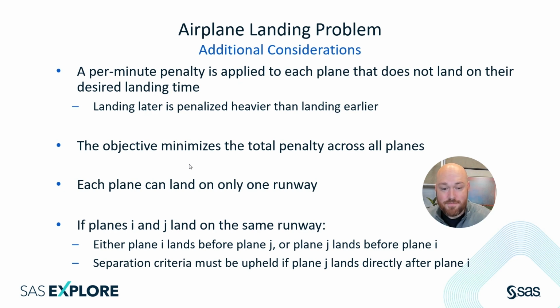Now, again, a few other common sense constraints that we'll have to build into the model. Each plane can land on only one runway, in our case either runway 1 or runway 2. Next, if planes I and J land on the same runway, we know the separation criteria will have to be upheld, but also either plane I lands before plane J or plane J lands before plane I. This ensures that the plane only lands once. These are other things that we'll have to accommodate in the model.